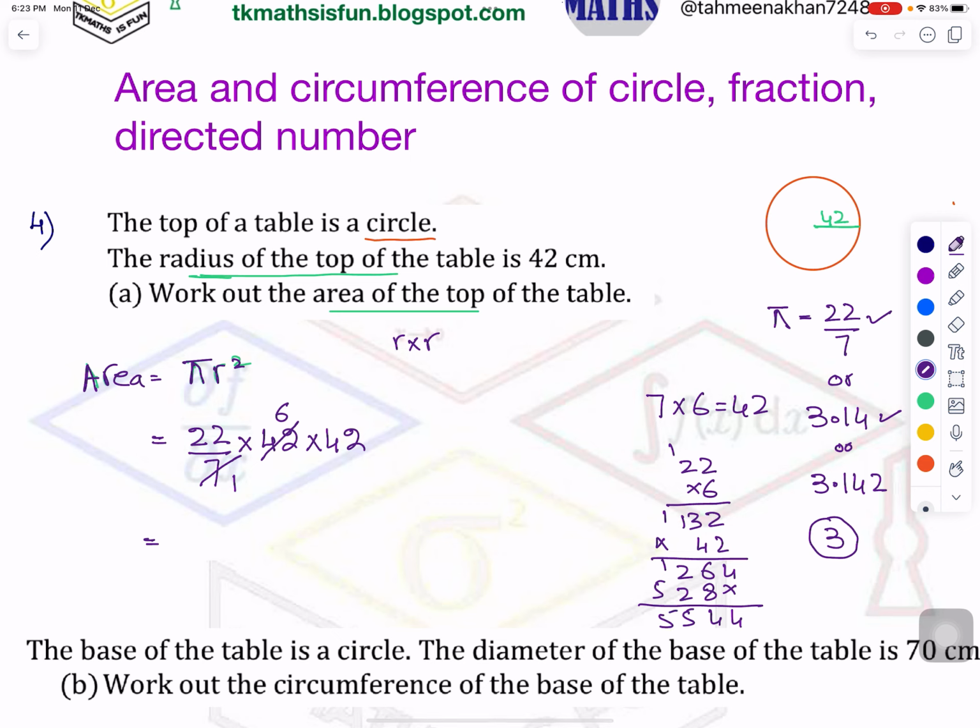By the way, if I make any calculation mistake, you can correct me in the comment. Because being a human being, I can also make mistake. Agreed? Anybody can make mistake, but we try our best not to do so because we have to try to obtain full marks. So this is the area of the table. Okay. So let me just check one thing. So this is the area of the top of the table.